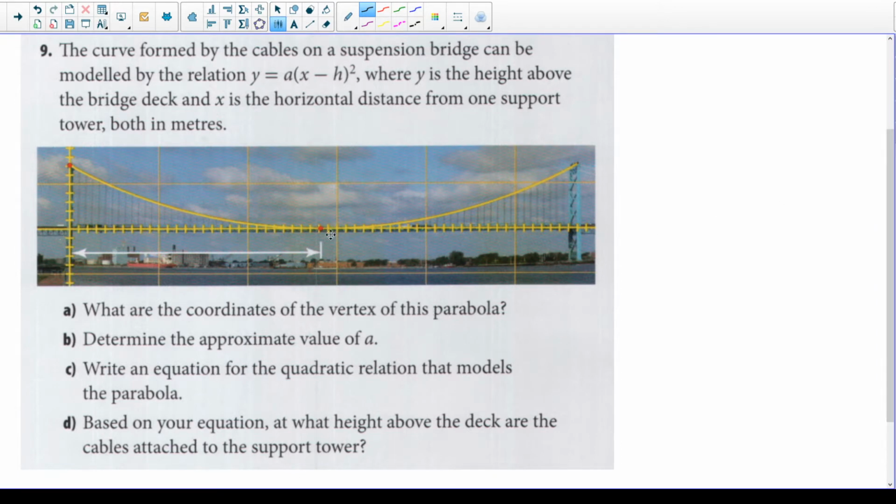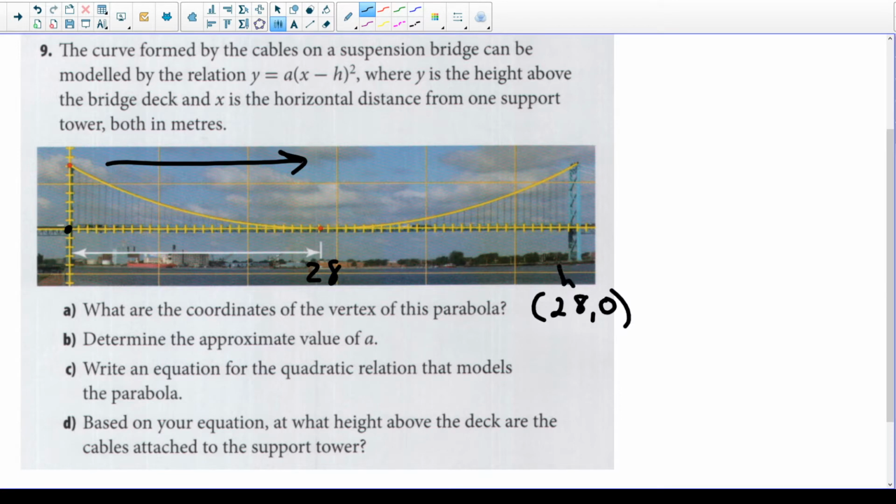Well, we'd have to count all the little lines. So if I count them by twos, we've got 2, 4, 6, 8, 10, 12, 14, 16, 18, 20, 22, 24, 26, 28. So this is at number 28 along the x-axis. This is where 0, 0 is. So the parabola has moved to the right by 28 meters. Okay, so the coordinates of the vertex of the parabola are 28 and 0.